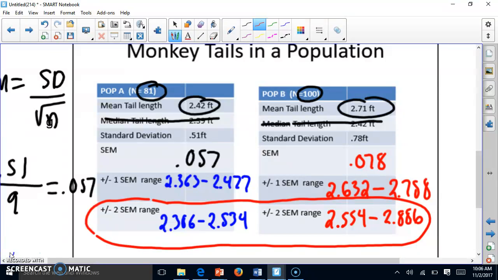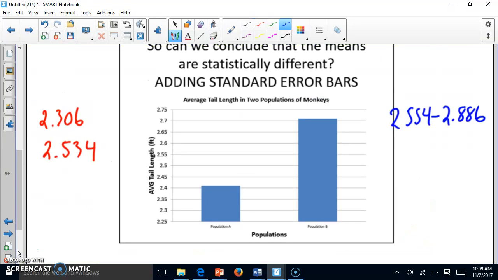Remember, the question that we started with is, are these means different enough from each other to conclude that there's a difference in the monkey tail length in these two populations? If we look at the ranges, and we're going to use the SEM of 2, the question is do those ranges overlap? To do that, we are going to look at a bar graph of the means. So this is a bar graph of the means. I have population A on the x-axis, and then the bar is the length of the mean, and I have population B, and the bar is the length of the mean.